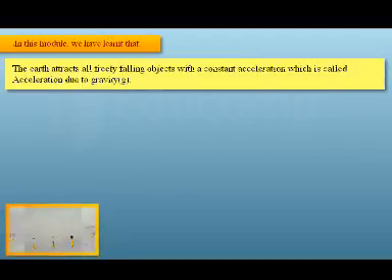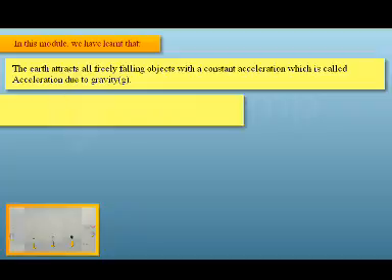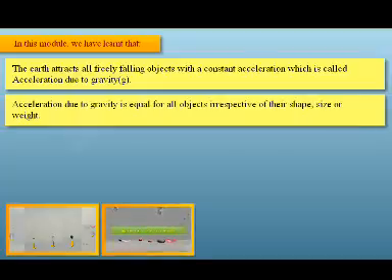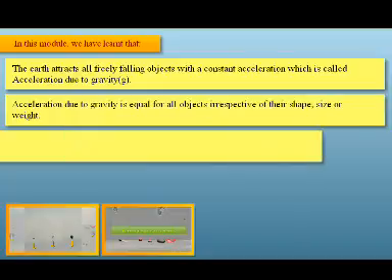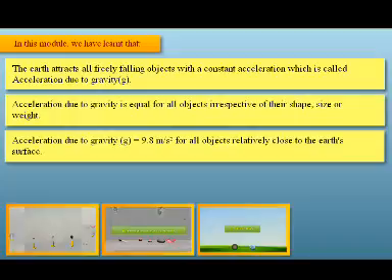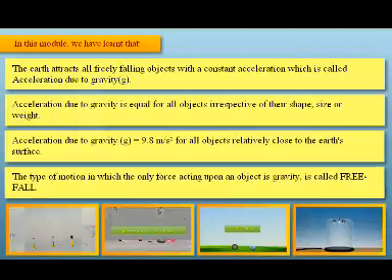In this module we have learned that the Earth attracts all freely falling objects with a constant acceleration, which is called acceleration due to gravity, g. Acceleration due to gravity is equal for all objects irrespective of their shape, size, or weight. Acceleration due to gravity, g, is equal to 9.8 meters per second squared for all objects relatively close to the Earth's surface. The type of motion in which the only force acting upon an object is gravity is called freefall.